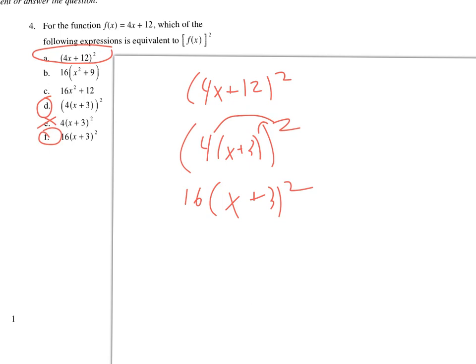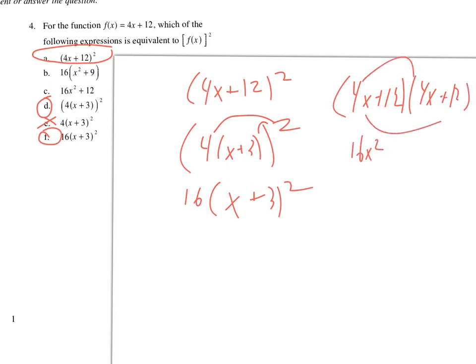Next up then, they do have some that are kind of simplified form here. So what you can also do is write 4x plus 12 twice, and then go ahead and FOIL it, so I get 16x squared. Let's see, 48x and 48x is 96x, and then plus 144.